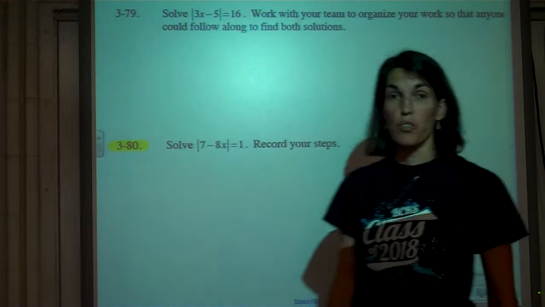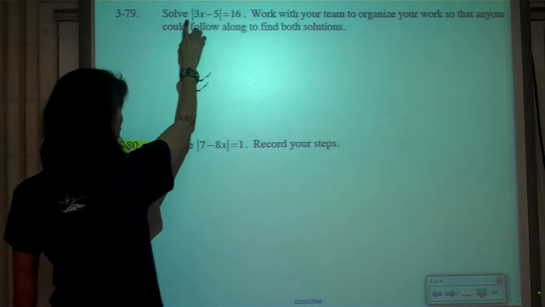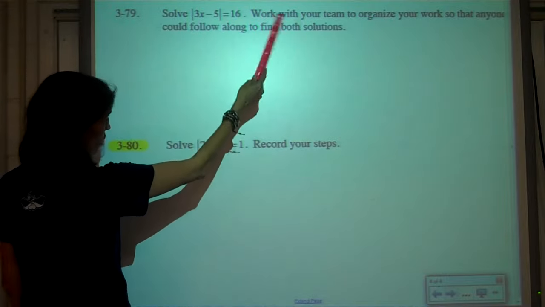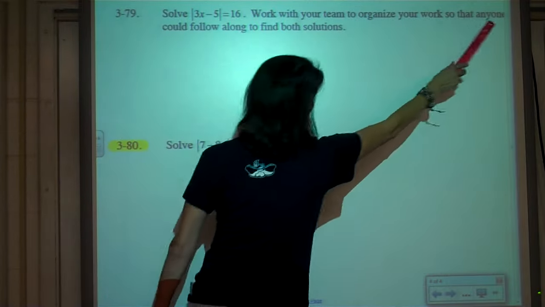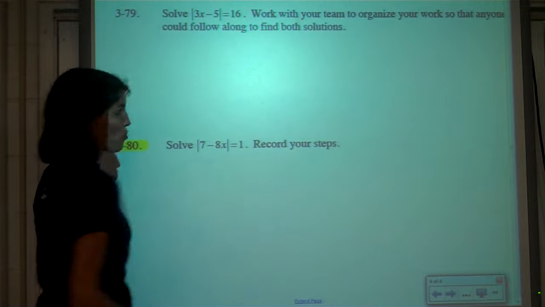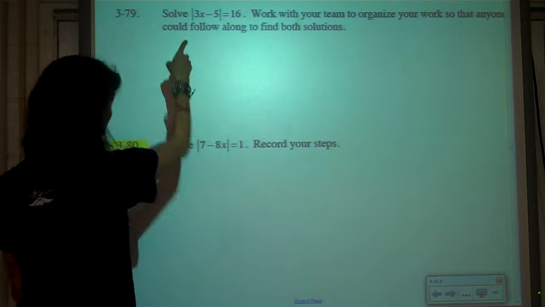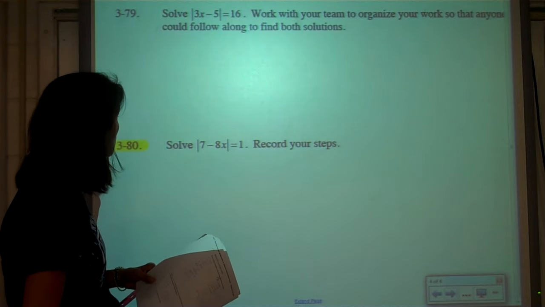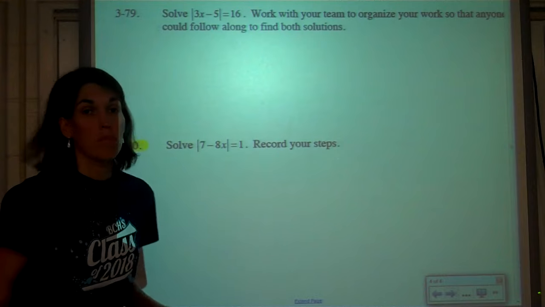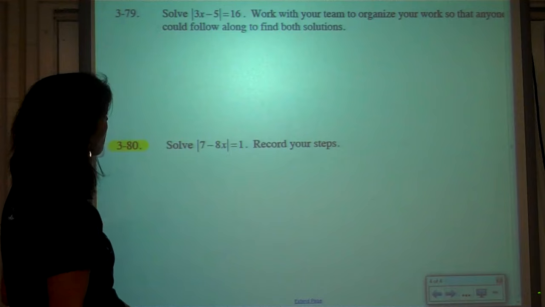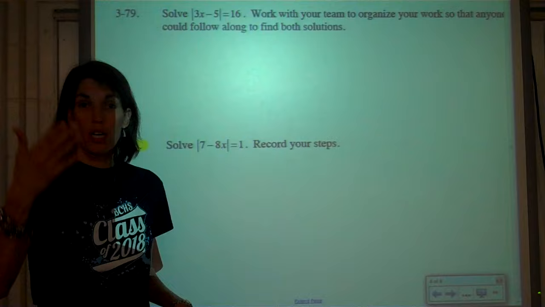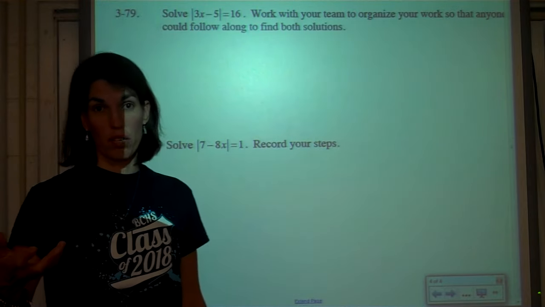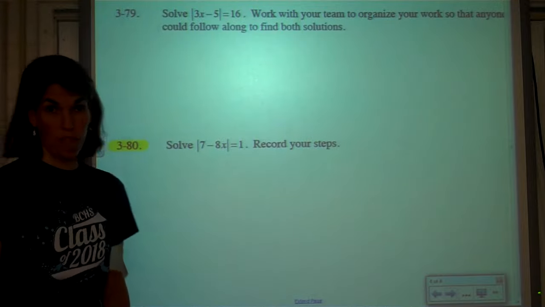Okay, last one we're going to do together. Solve the absolute value of 3x minus 5 equals 16. Organize your work so that anyone can follow along to both solutions. There are actually 2 solutions. I bet a lot of you can just look at that and tell what one of the solutions is. 7, right? 3 times 7 is 21 minus 5. But you need to think about having an organized way to do it, because if you don't have an organized way to do it, when you get fractions or decimals for your solution, guess and check is awfully hard.